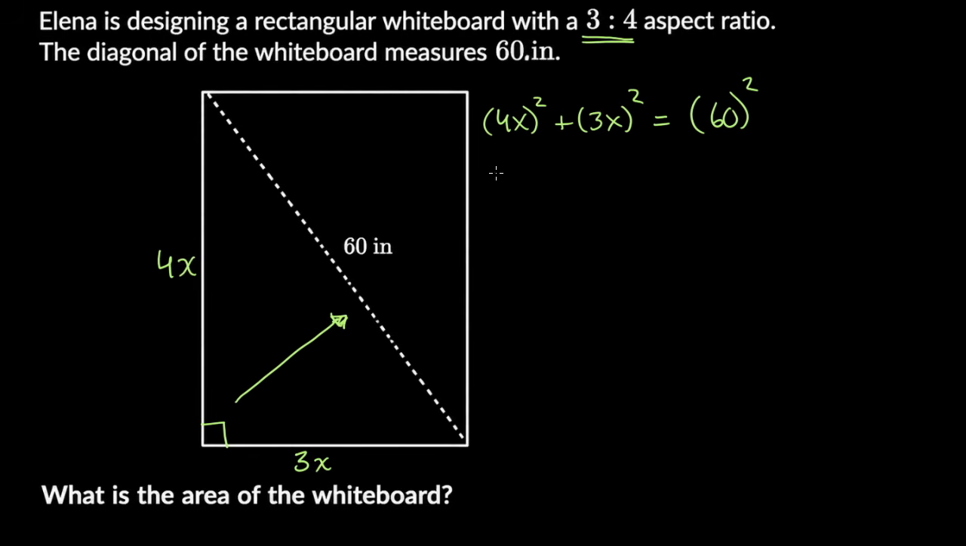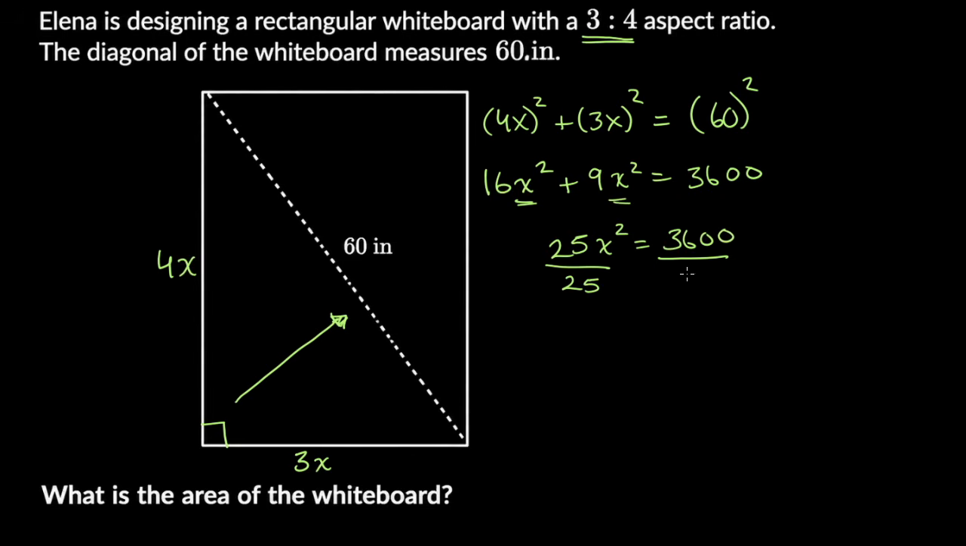This 4x squared is the same thing as 16x squared. And then 3x squared is the same thing as 9x squared. And this is equal to 60 times 60, which is 3,600. And 16 of something plus 9 of something, 16x squared plus 9x squared, is 25x squared, equal to 3,600. To solve for x squared, we could divide both sides by 25. Divide both sides by 25. And we are going to get x squared is equal to 3,600 over 25.